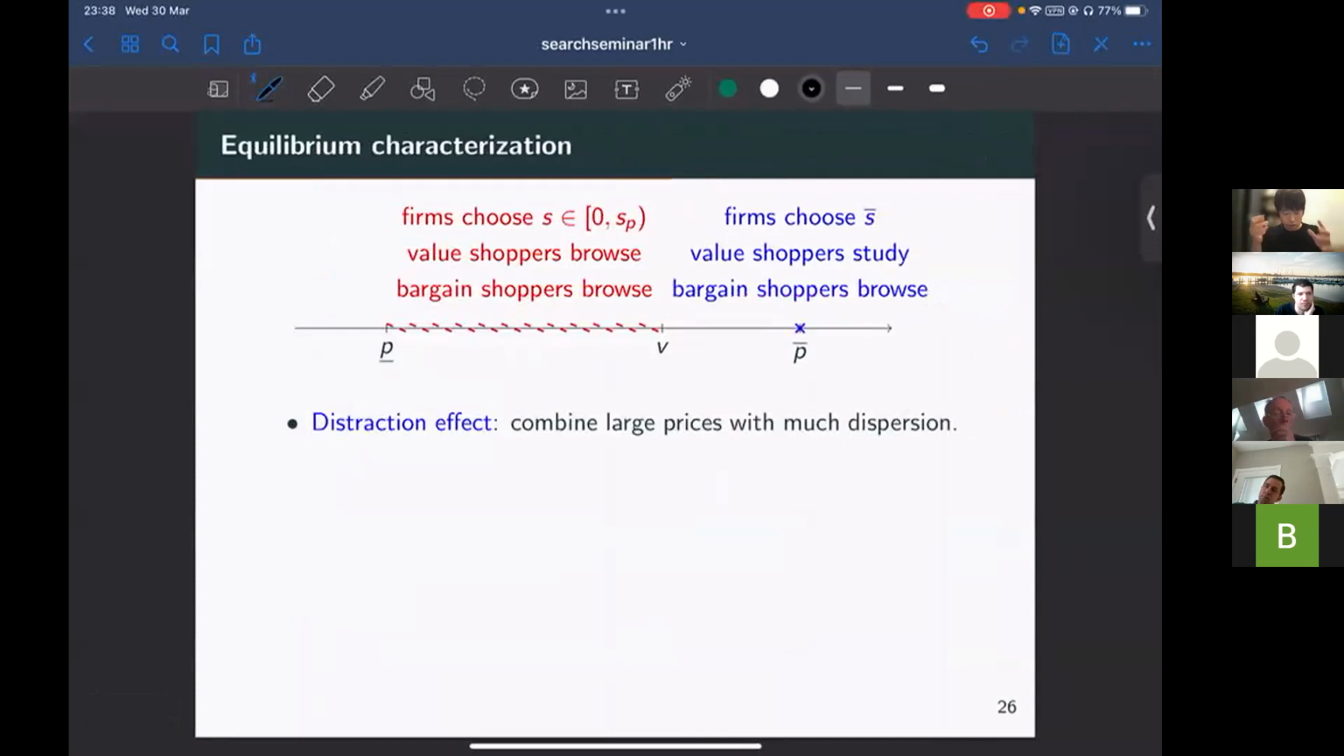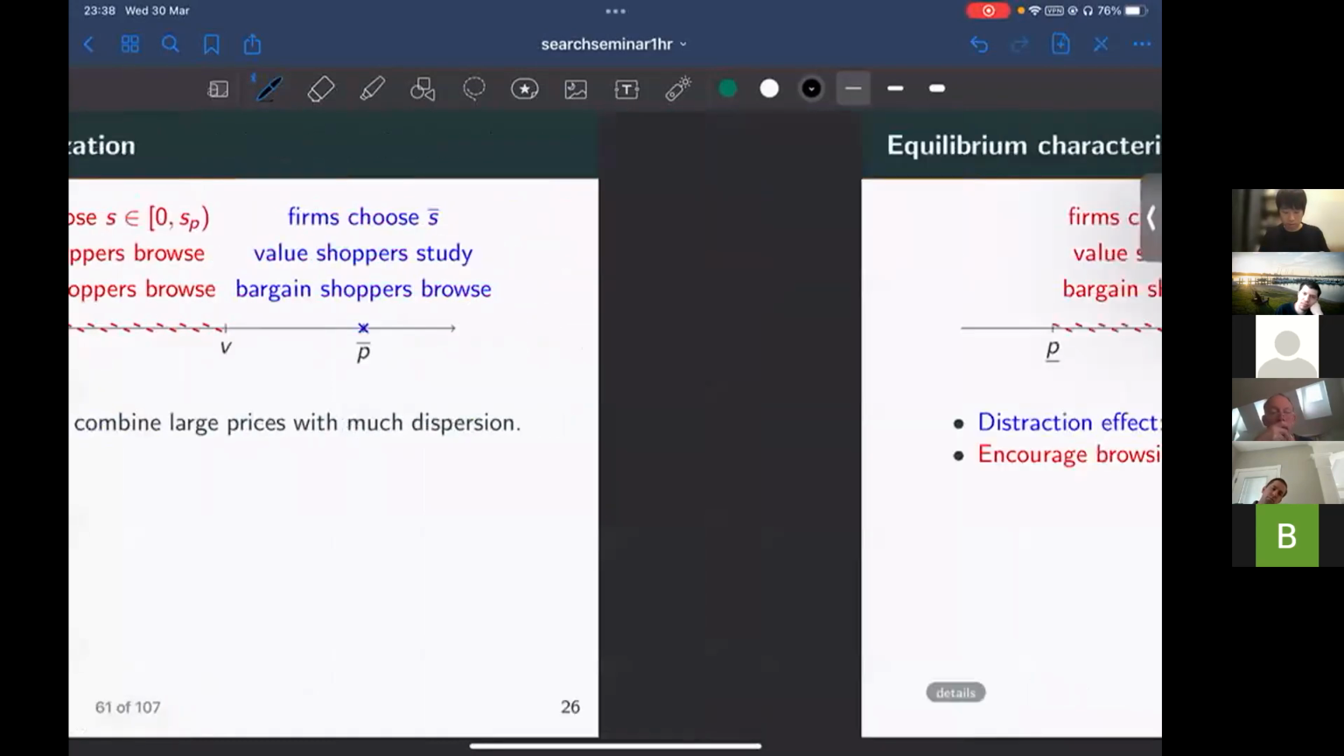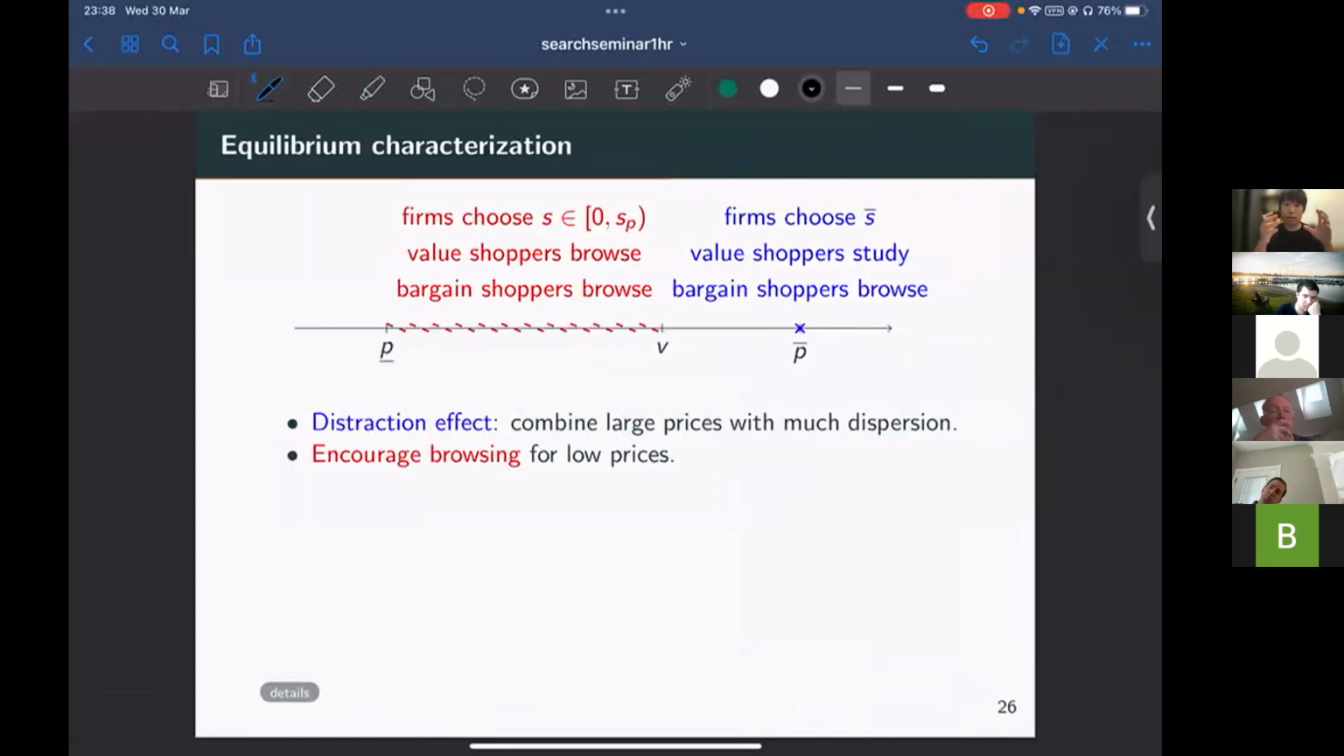The other intuition behind the firm strategies is exactly the distraction effect. Firms combine large prices with much dispersion. That's because firms that charge a high price have an incentive to distract consumers from price comparisons. That's where they could gain their profits. So in equilibrium, firms with high prices are going to choose S bar big enough to distract price comparisons. On the other hand, for small prices, firms are going to encourage browsing, because value shoppers would be unlikely to find a cheaper product in this range.